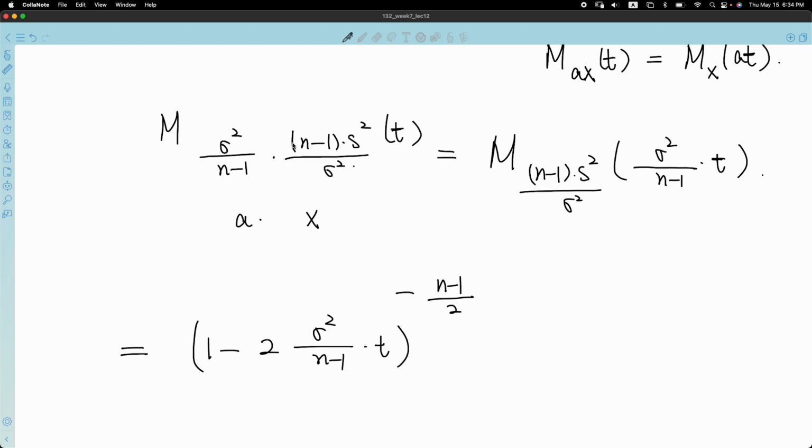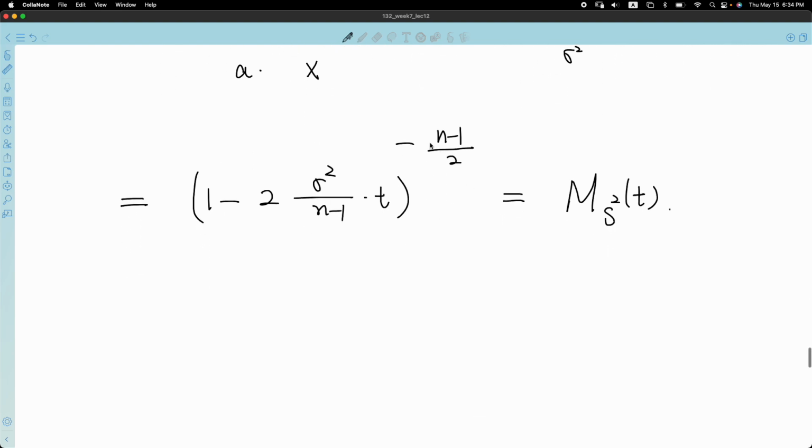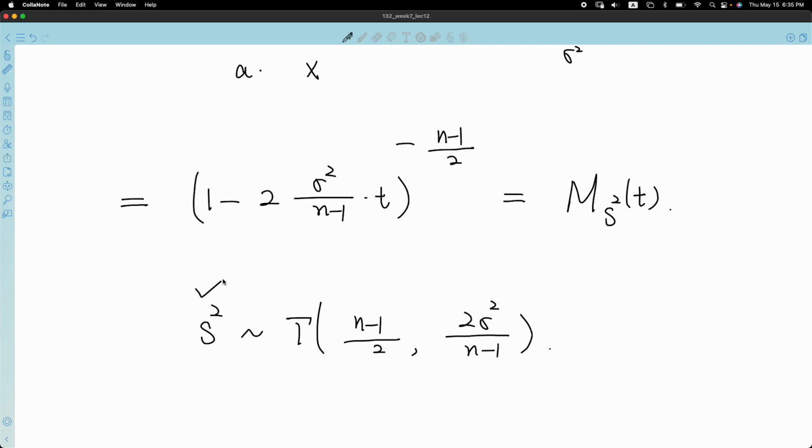Now let's revisit our transformation aX. When I multiply a by x, the moment generating function here is just the moment generating function for S squared evaluated at t. So this is the moment generating function for S squared. By looking at this expression, you can notice that S squared also follows a gamma distribution, and we just need to read out the new alpha and beta. Alpha is (n minus 1) over 2, and beta is 2 sigma squared over (n minus 1). So now we obtain the distribution for S squared. Any questions or comments?